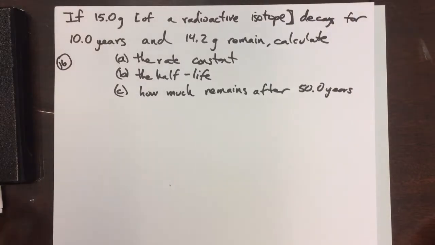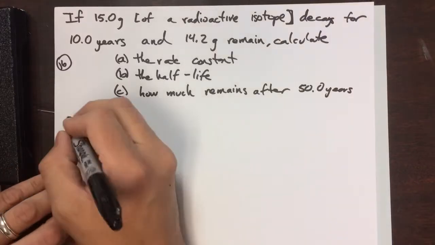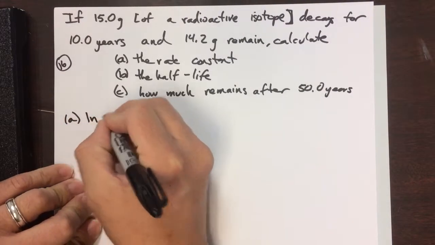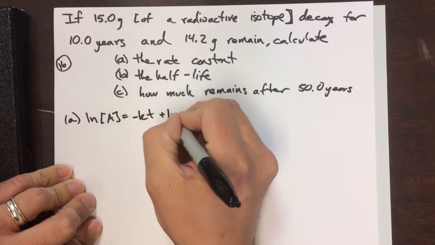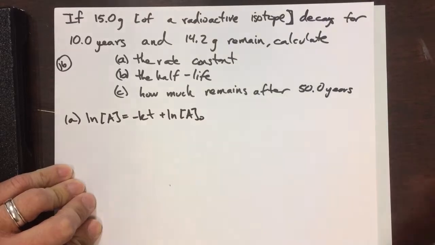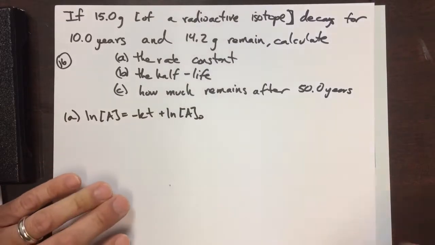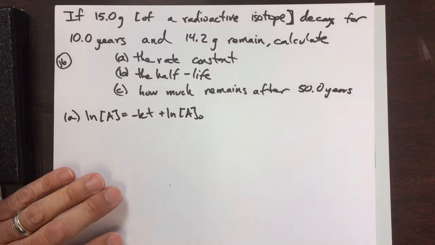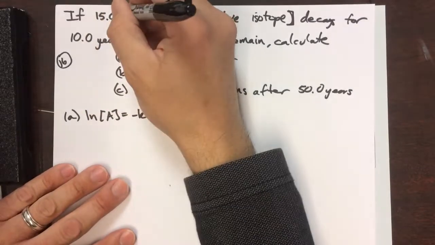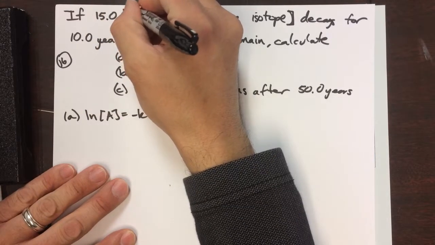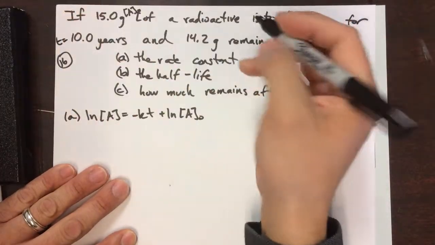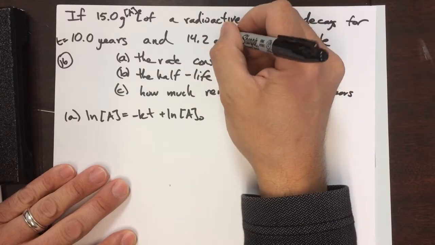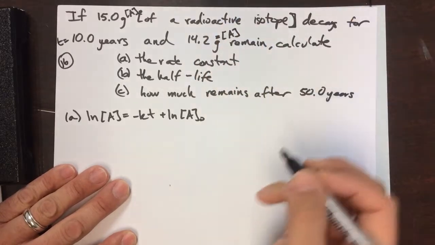So the most important thing here is to do everything with first-order kinetics. So we're going to start with the integrated rate law form for first-order kinetics. All nuclear reactions are going to obey this rate law. All right, and so to find the rate constant, we're going to plug in the values we're given. Now, the 15 grams is the amount we originally had, so that's going to be our A naught. We have a time of 10 years, and we have 14.2 grams remaining after that time. So that's our A value.